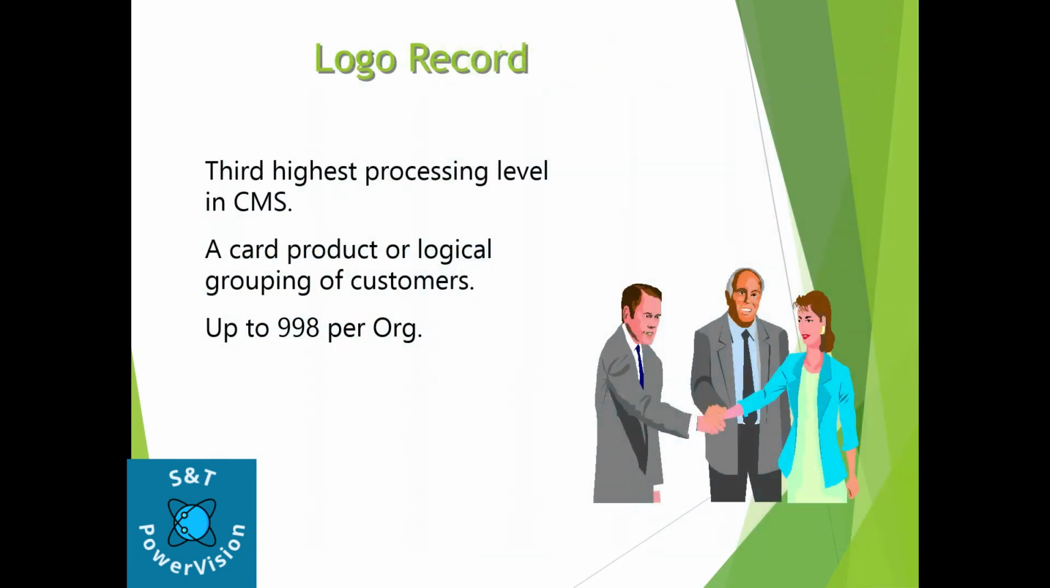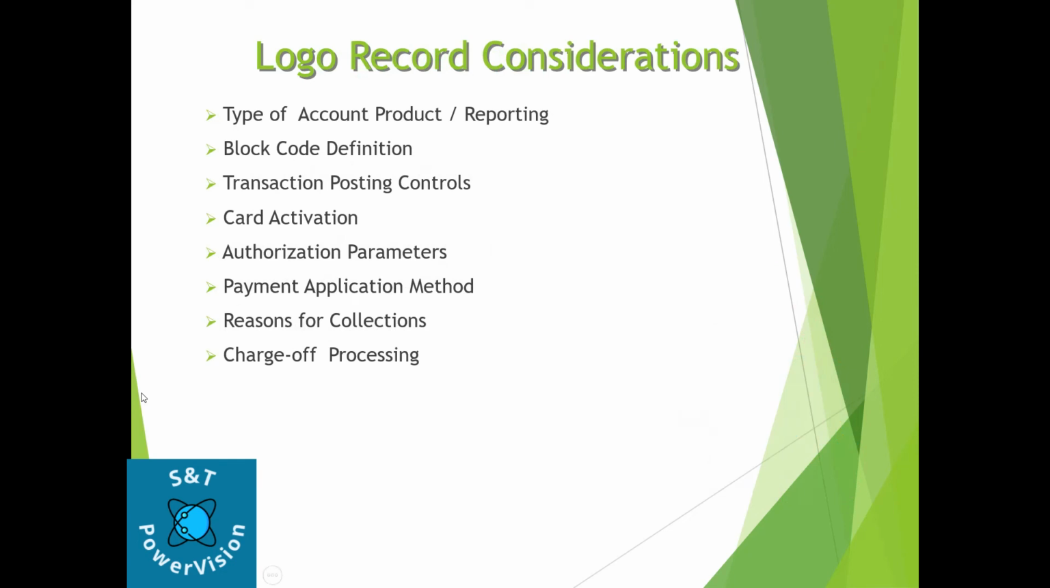detail. Now after org, the third highest level is the logo. For a given org, we can define up to 998 logos. So what are the important parameters in the logo? That is type of account, product reporting, block code definition, transaction posting control records, card activation, authorization parameter, payment application method, region for collection, charge-off processing.